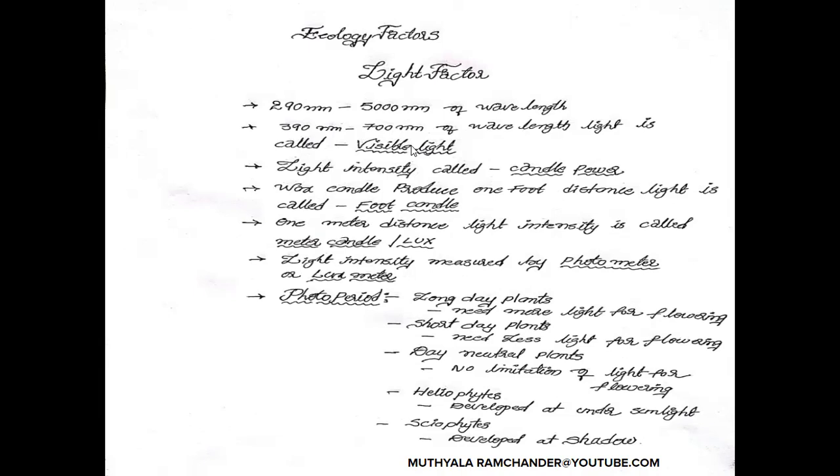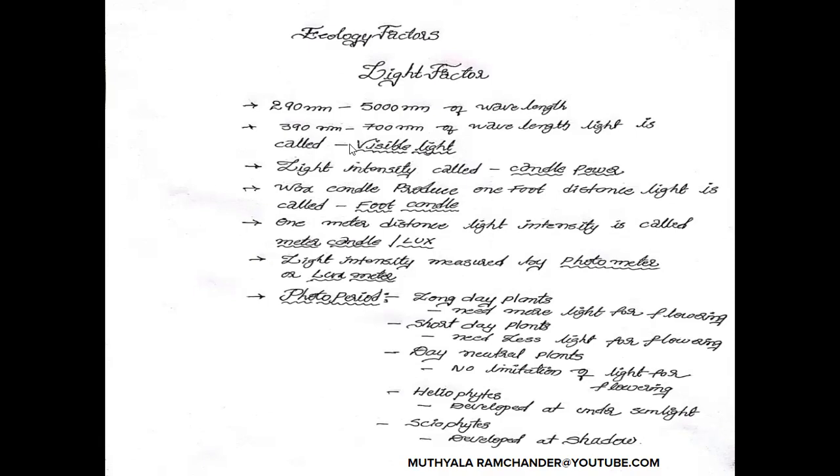The visible light shows mainly VIBGYOR colors. 7 colors are present in this 390 nanometers to 700 nanometers wavelength. Light between these wavelengths is called visible light.